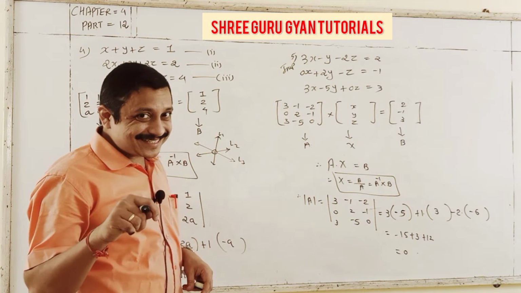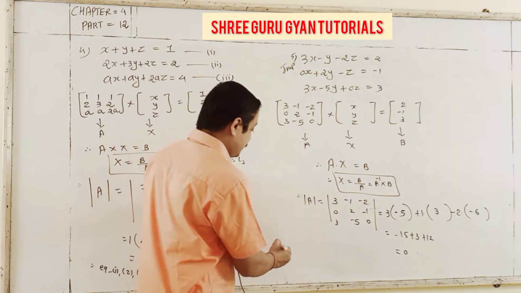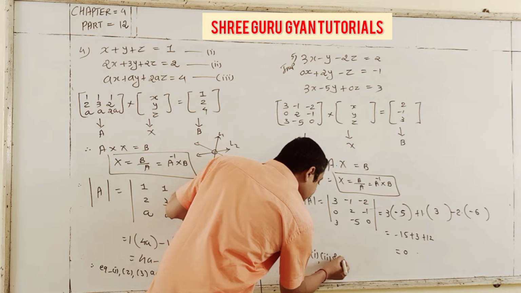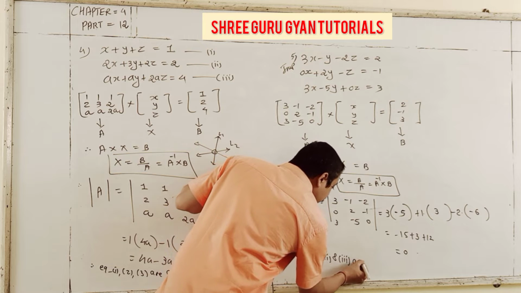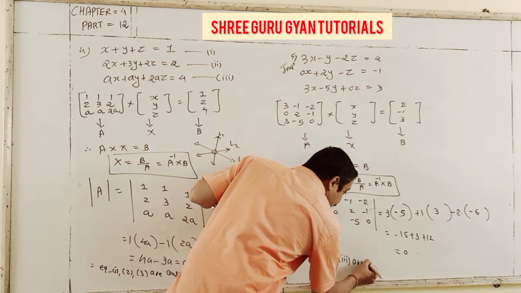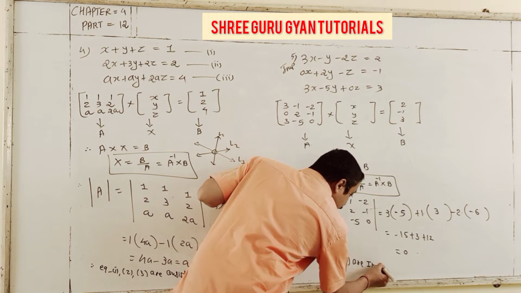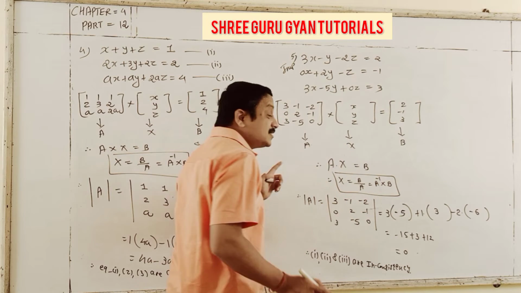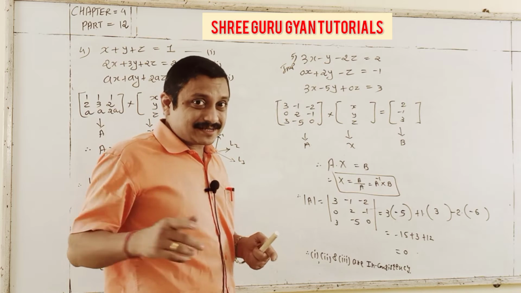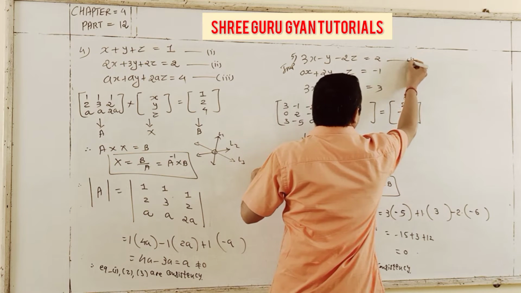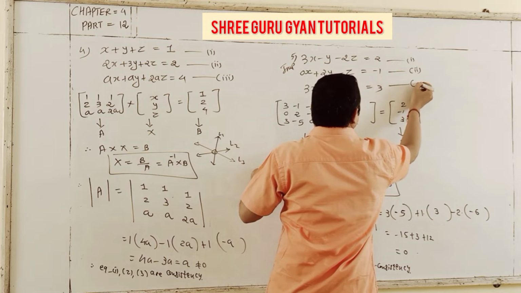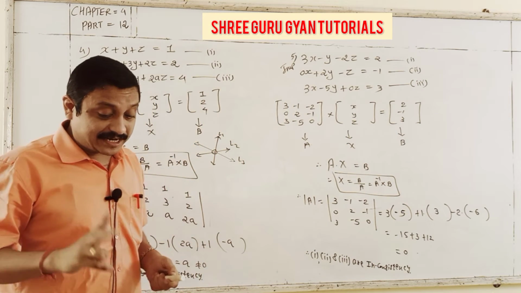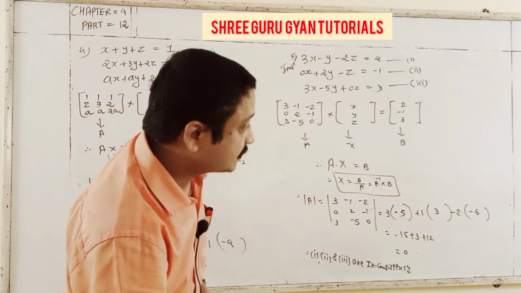So inconsistency, yes. Therefore the first, second and third equations are inconsistent, not consistent. It means these three lines do not intersect at one unique point, that is, the first, second and third. Again, repeat: these three lines do not intersect at a common point.